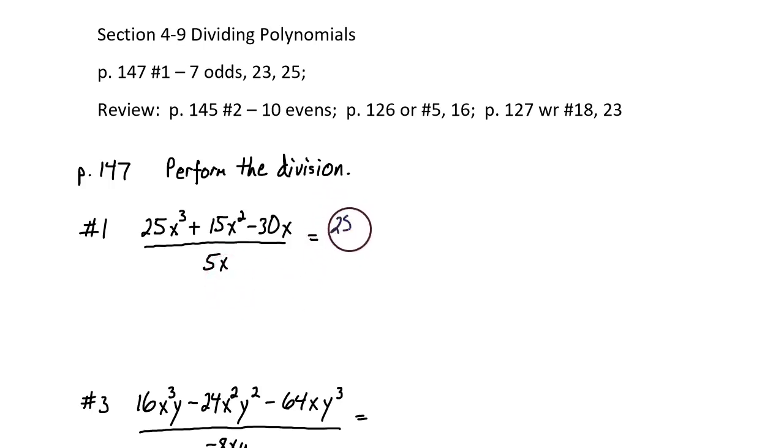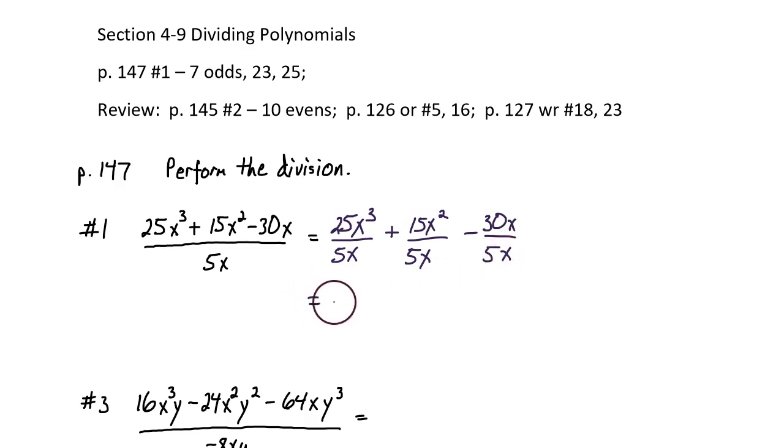Take the 25x cubed term and divide it by the 5x. Now take the positive 15x squared term and divide it by the 5x. Now take the negative 30x term and divide it by the 5x. Now we're going to simplify all three of these terms.